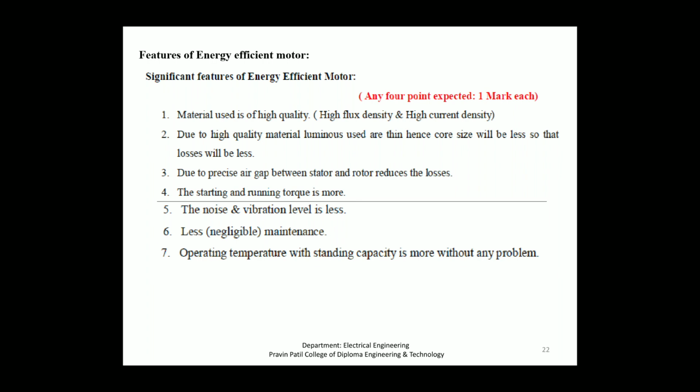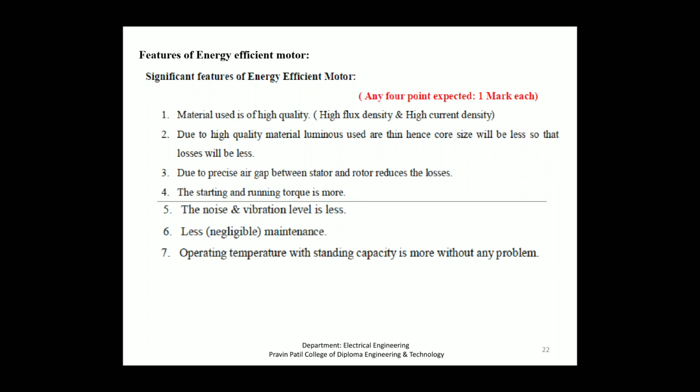Normally, standard motors use iron material for making the core of stator as well as rotor. But in energy efficient motor, silicon steel stamping is used. Reason, the iron core produces losses, that is core losses: hysteresis loss and eddy current loss.